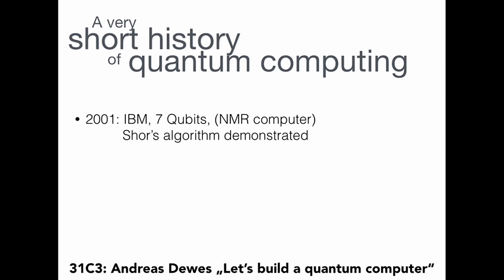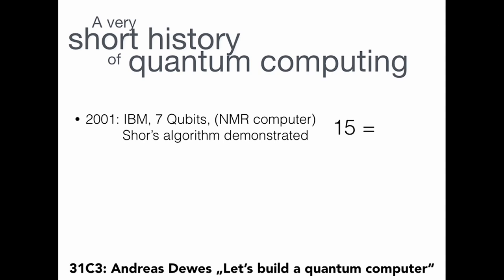2001, IBM showed the first real quantum computer, an NMR computer, nuclear magnetic resonance computer, and they actually had the Shor algorithm running on it. They used the Shor algorithm to do this factorization problem I showed you. And the incredible number they were able to process was to find the prime numbers of this number.